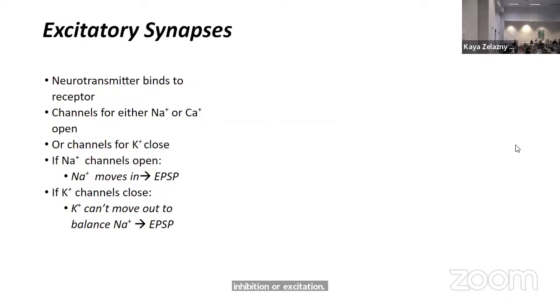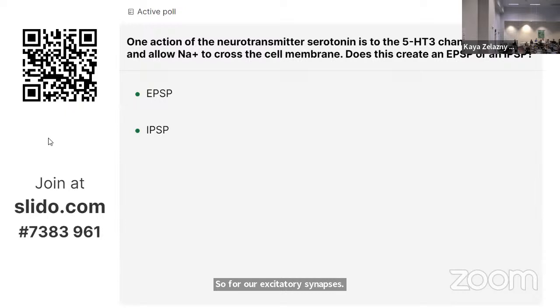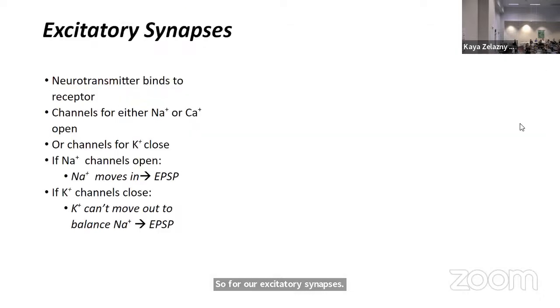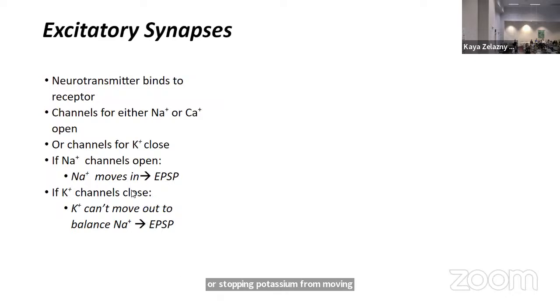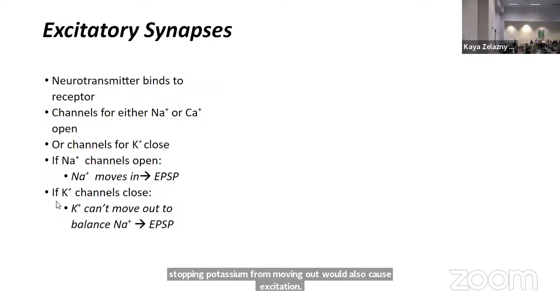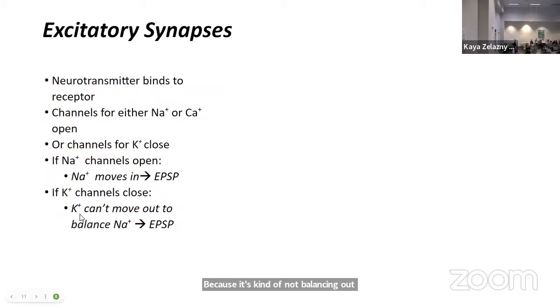So for our excitatory synapses, a neurotransmitter is binding to a receptor. We'd open a sodium channel or a calcium channel. If we're thinking about channels that could close and cause excitation, we will sometimes see potassium channels closing. So we're thinking about sodium moving in, causing depolarization, or stopping potassium from moving out would also cause excitation, because it's not balancing out anymore that sodium slight leak that we have.